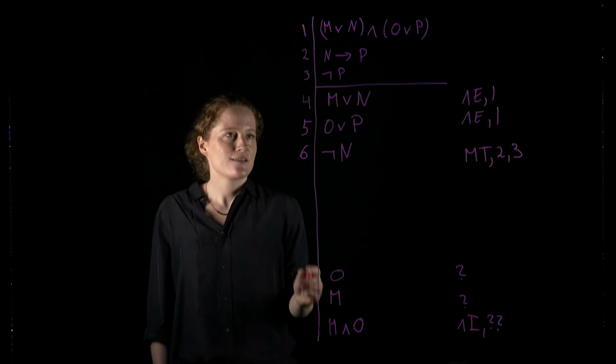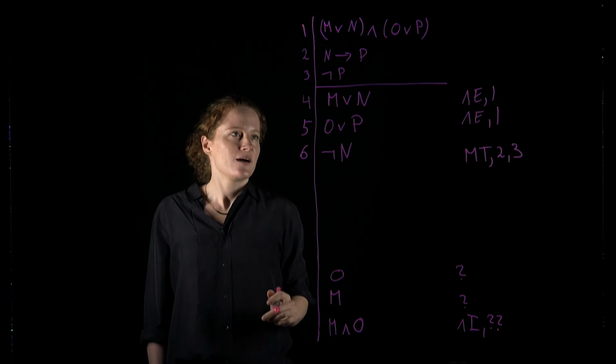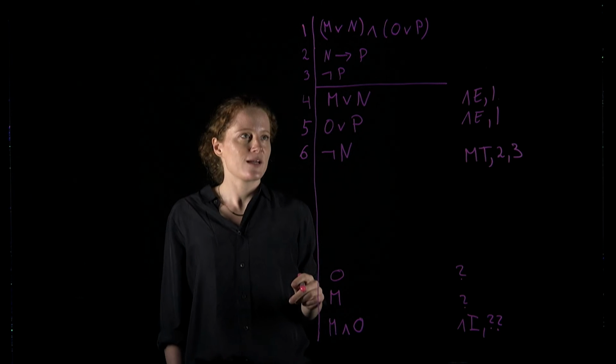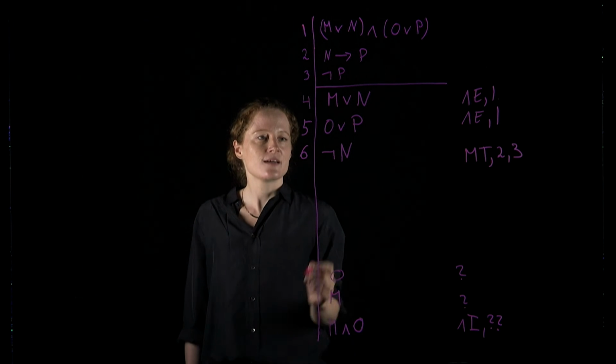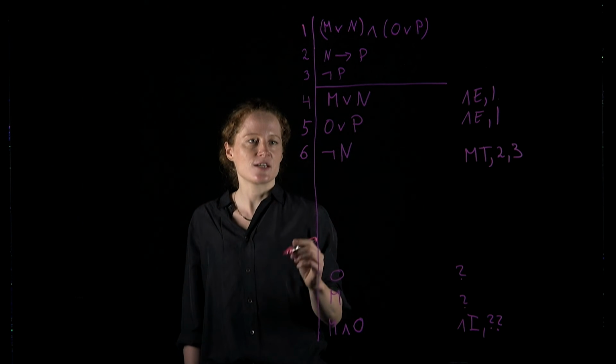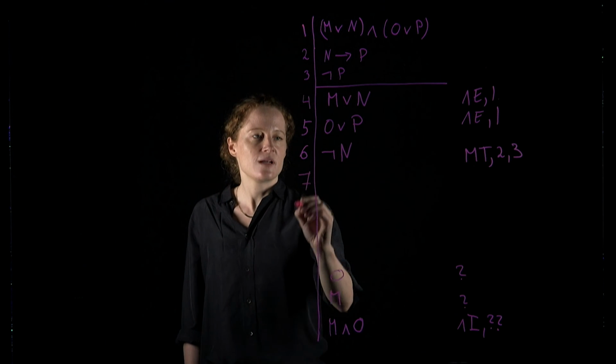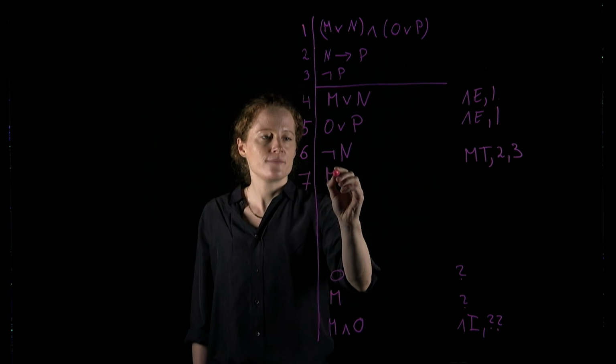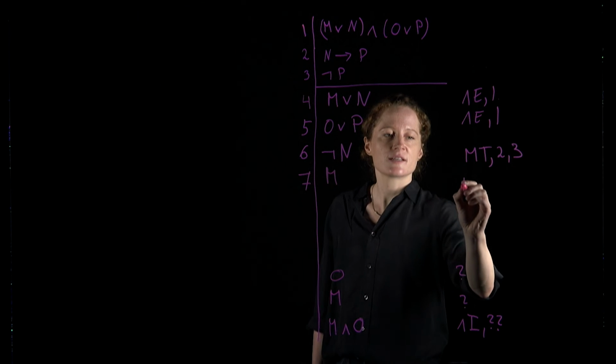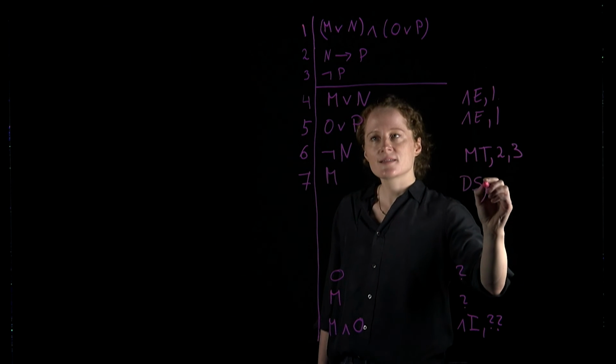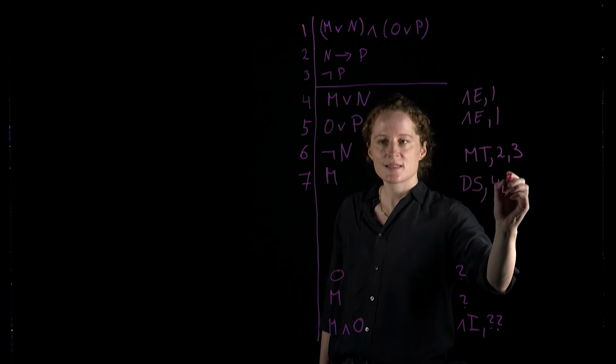And now I see that in line 4, I have the disjunction M or N, and in line 6, I have the negation of the second disjunct. So now I can infer M and cite disjunctive syllogism as applied to lines 4 and 6.